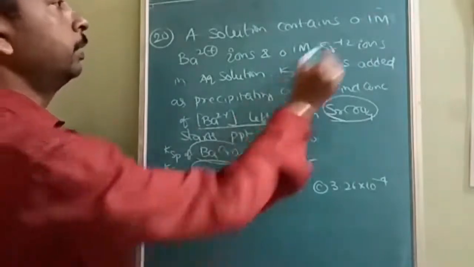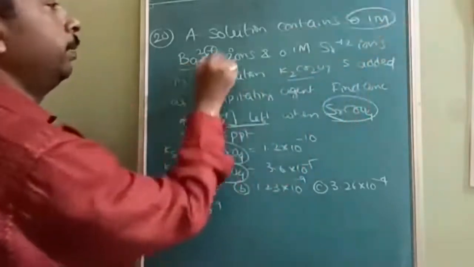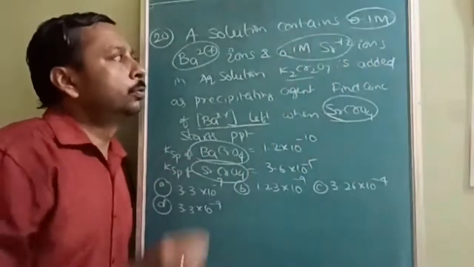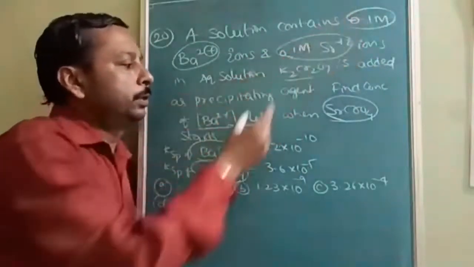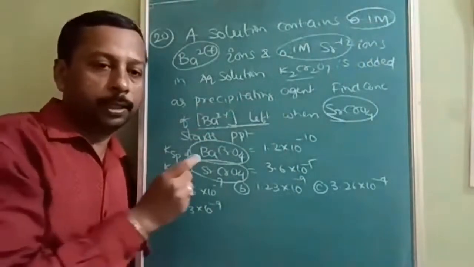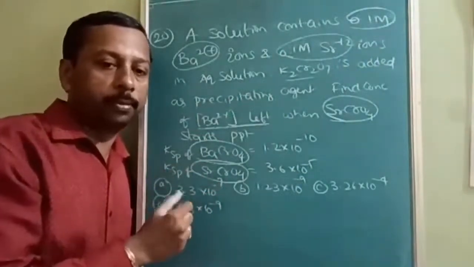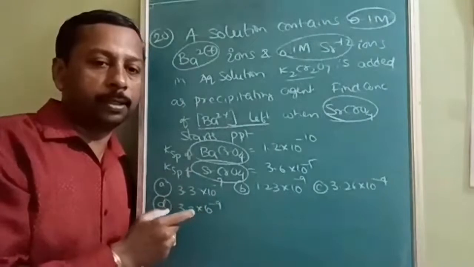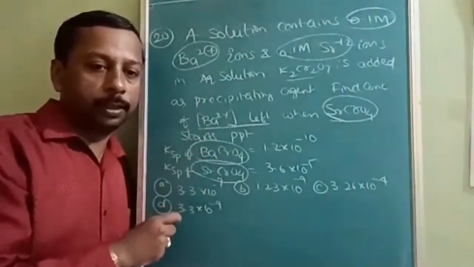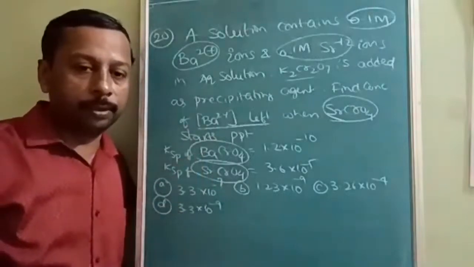Both concentrations are given: 0.1 molarity barium 2 plus, 0.1 molarity Sr2 plus. By substituting this concentration, we can find the CrO4 2 minus. Then by substituting that value in the other, you will get the concentration of Ba2+ still left over. So I will tell you stepwise.